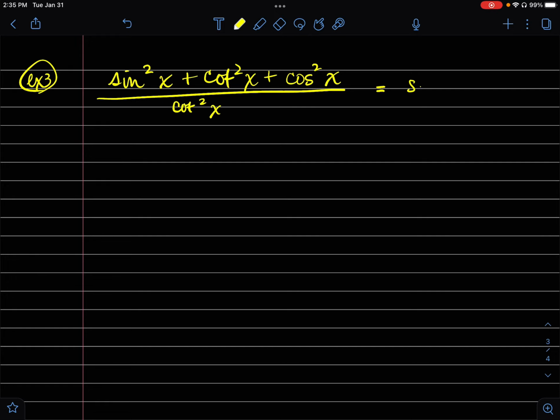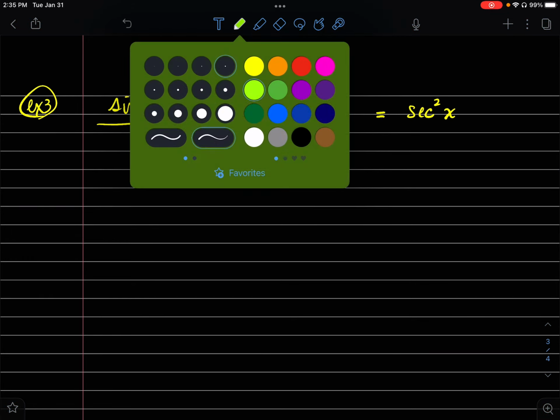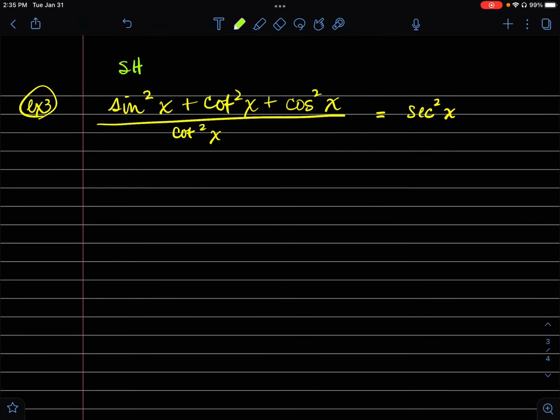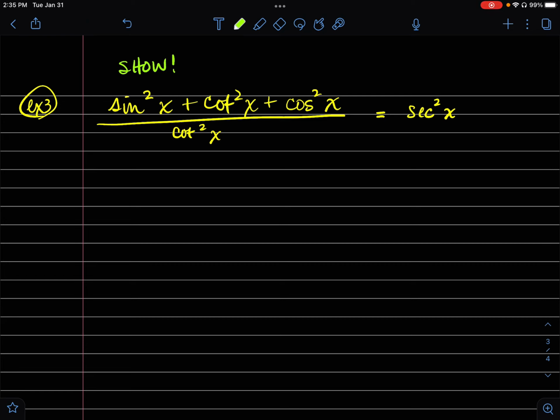They're saying prove or show that all this is nothing but secant squared of x. So show. Interesting. There are a lot of squares in the numerator, if you notice. So that brings in some sort of Pythagorean identity. So let's check it out. Honestly, if you look at this and that right there, that's again our favorite one. Yep, sine squared x plus cosine squared x.